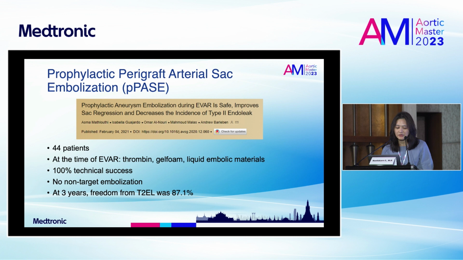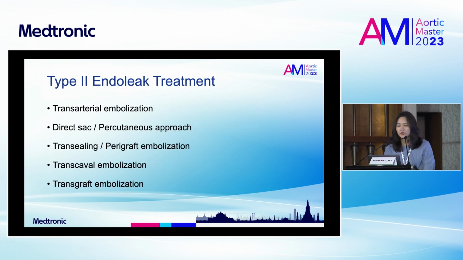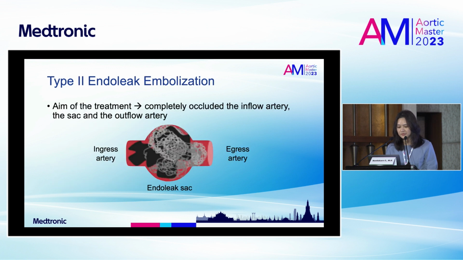They can demonstrate 100% success with no non-target embolization and reached 3-year freedom from type 2 endoleak as high as 87.1%. So when it comes to the treatment, there are many techniques for the treatment of type 2 endoleak. There are either transarterial embolization, direct sac puncture, transsealing or perigraft, or even transcable or transgraft.